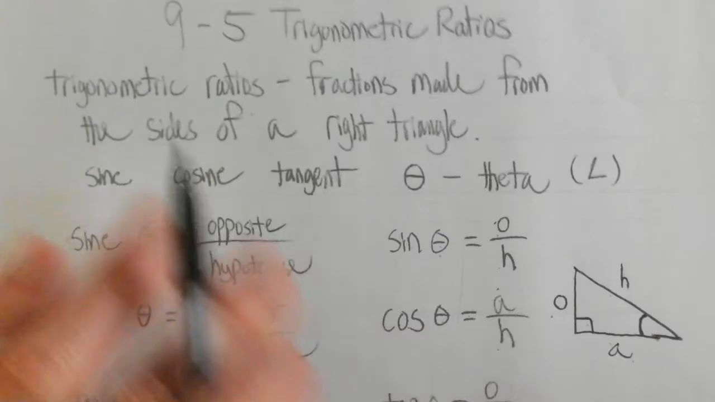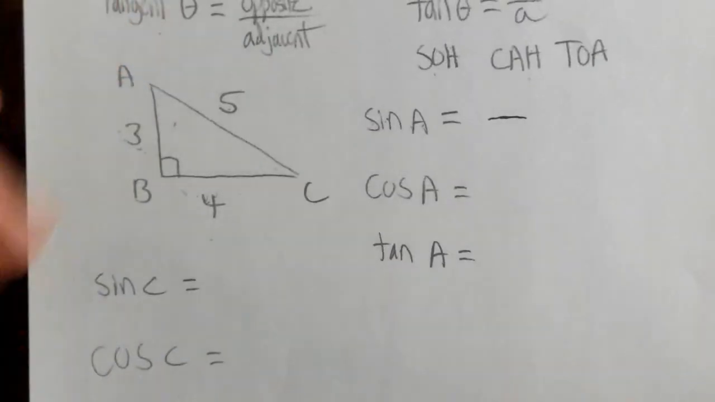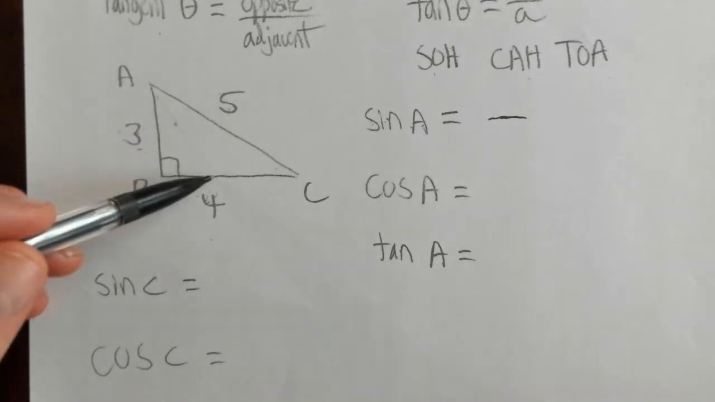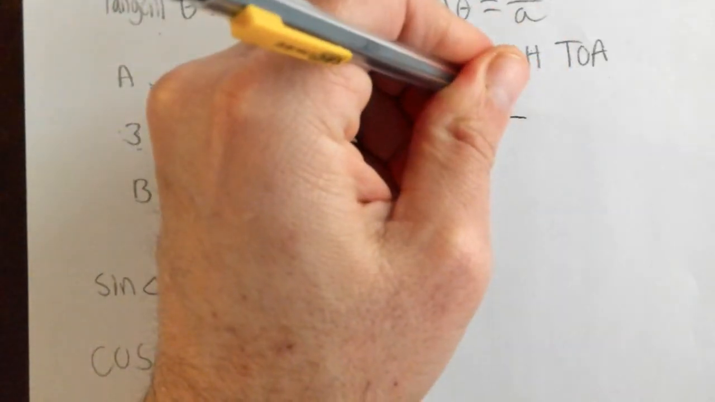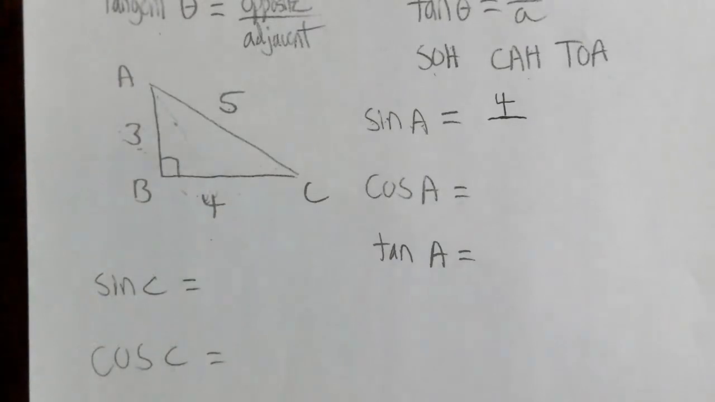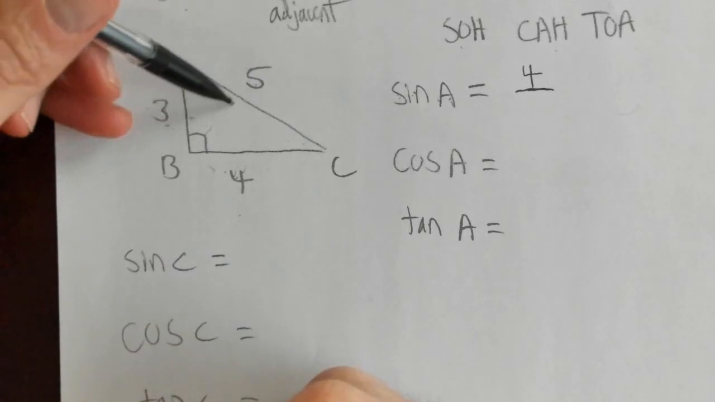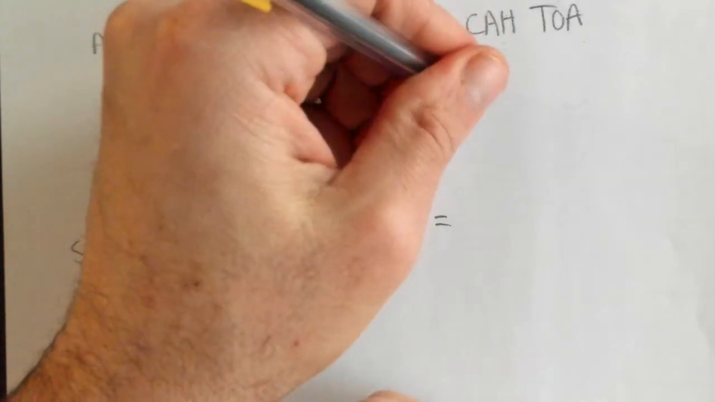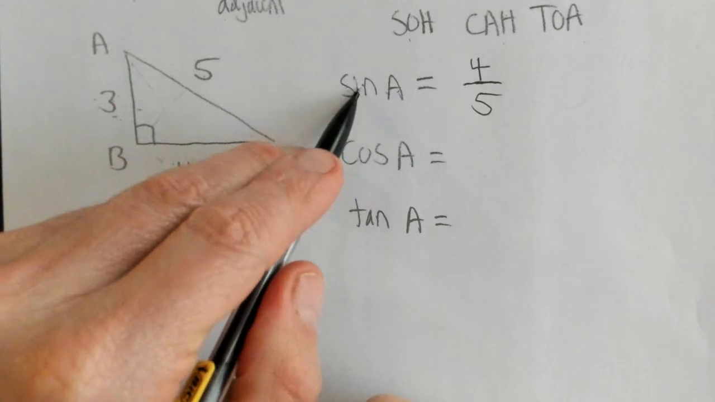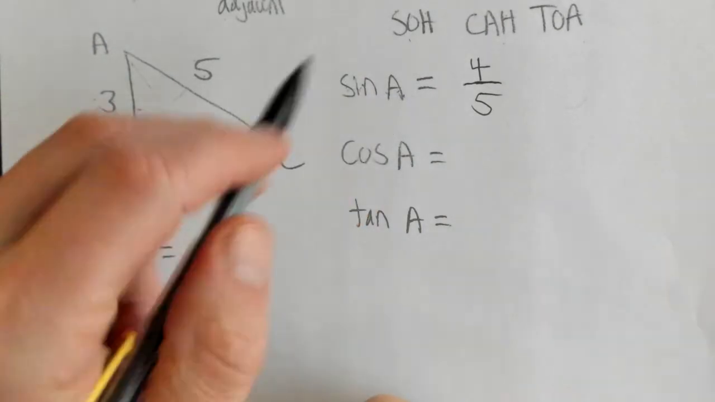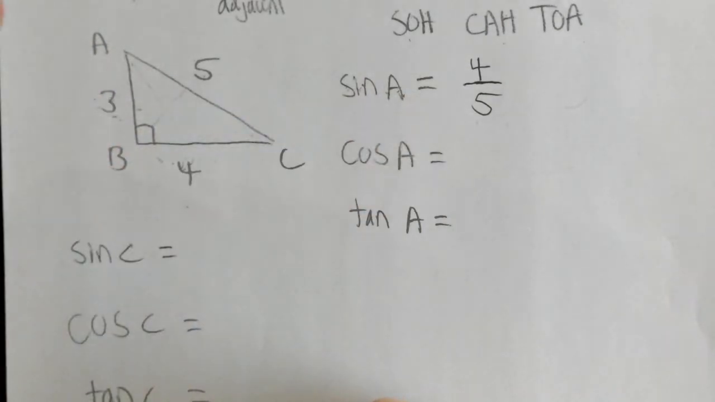So the first side should be the opposite side. Well, which side is across from the A? It would be 4. So 4 is across from the A. That's the opposite side. It goes in for the opposite. Now the hypotenuse. Which side is the hypotenuse? Well, the hypotenuse is always across from the 90, and it would be 5. So what's sine of A equal to in this triangle? 4 over 5 is the correct answer.